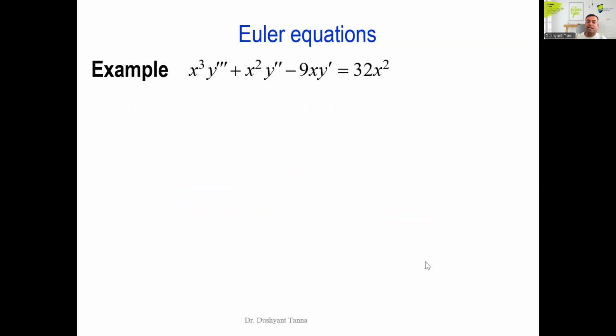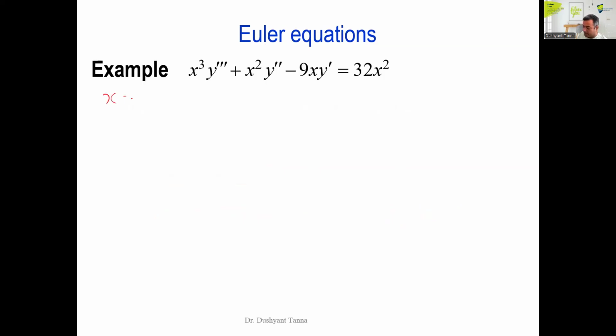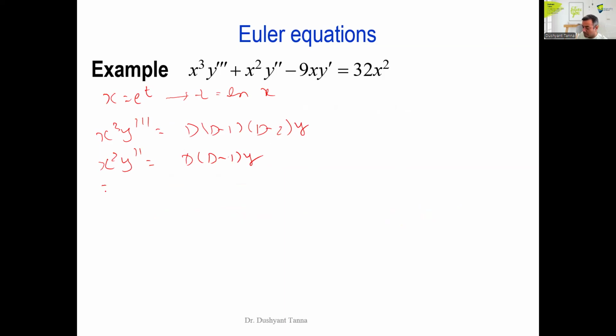Now let's look at an example and apply what we have learned. So you will have something like this: x power 3 y triple dash, x square y double dash, 9x y dash and something. So compare it with the original Euler equation. We start simple: x equals e power t, therefore t is ln x. We are talking about only triple dash. So x cubed y triple dash, from what we have obtained, d, d minus 1, d minus 2 y, d minus 1 y.